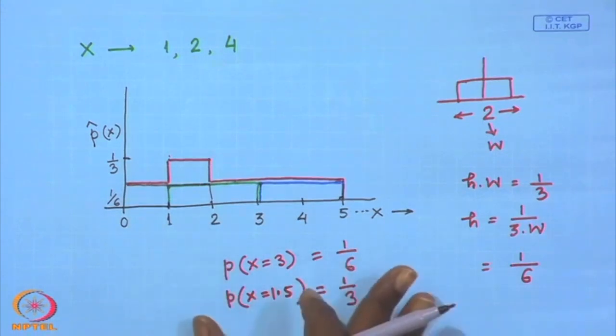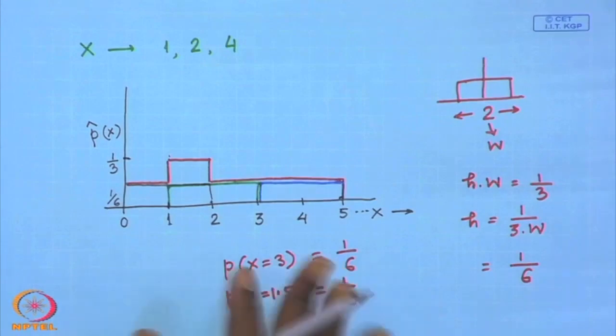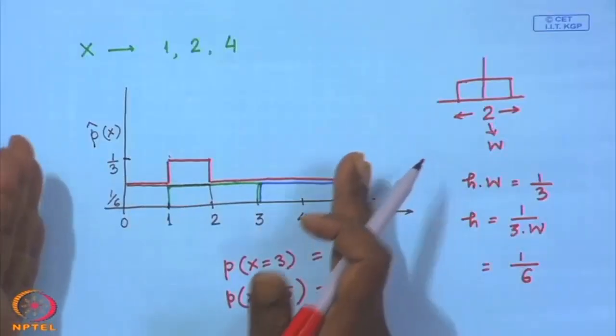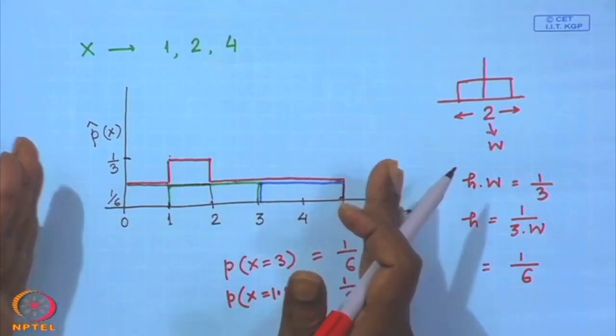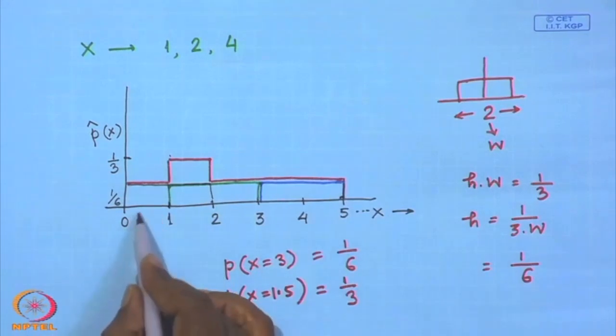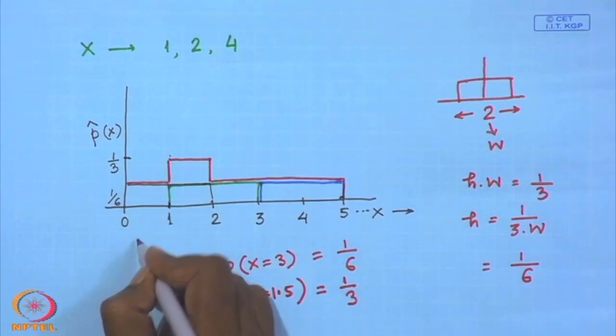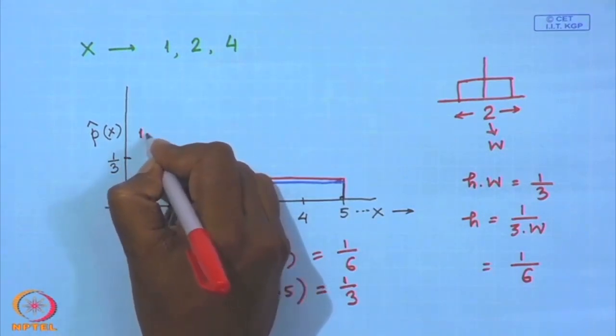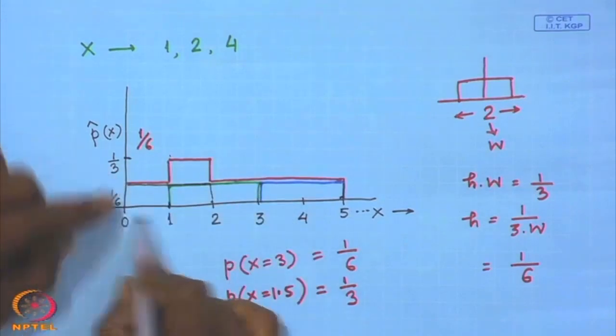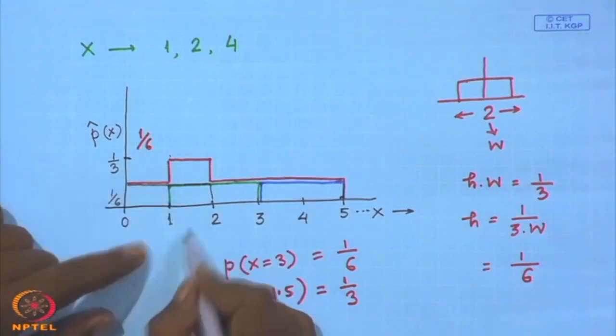So, I can use this window technique for such probability density estimate. Now, if I want to compute the total area under this probability density curve, from here to here the area is 1 upon 6, because height is 1 upon 6, width is 1. So, area is 1 upon 6.